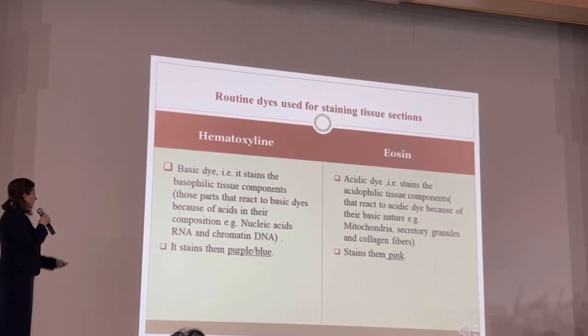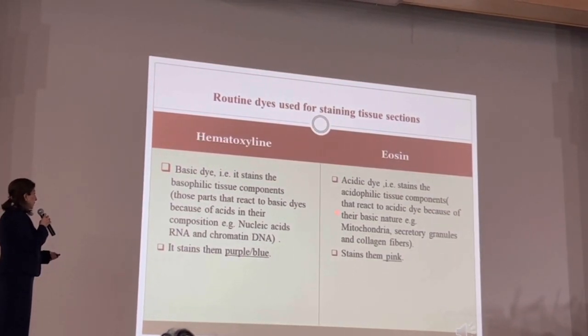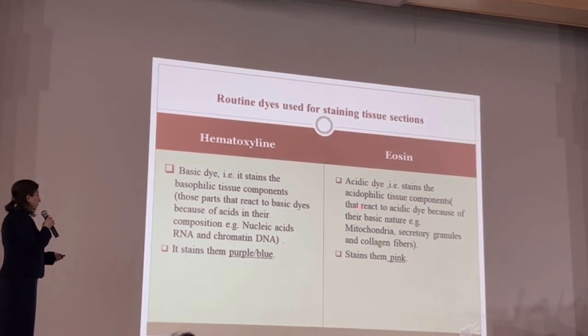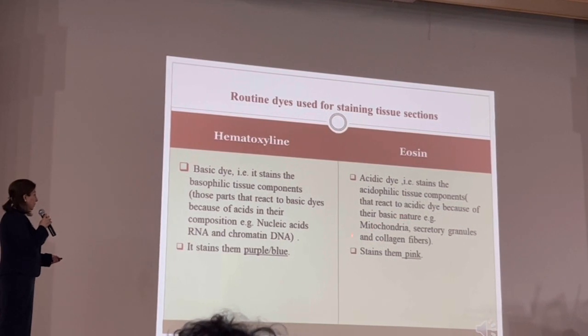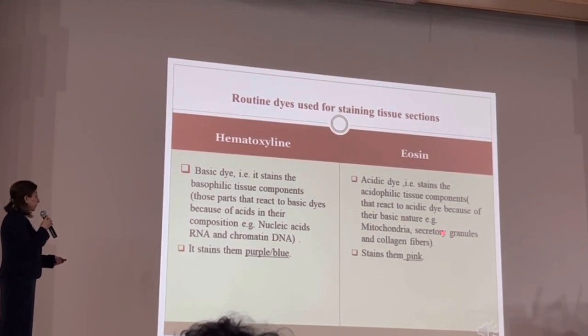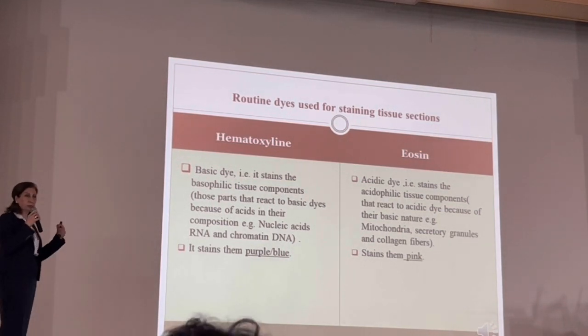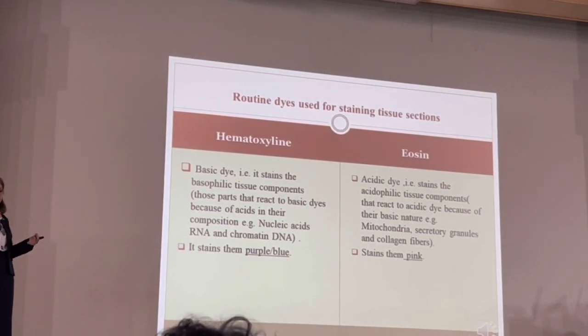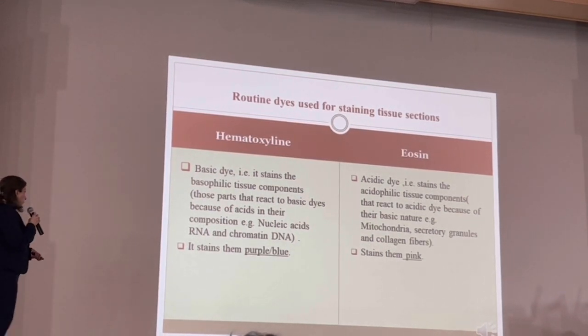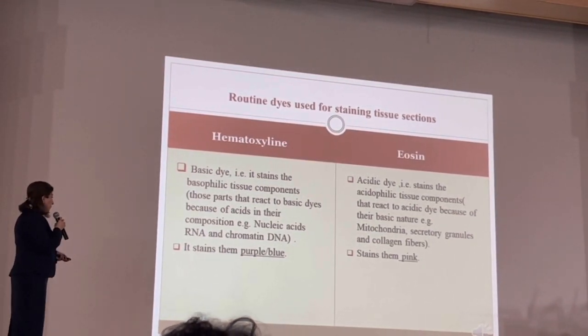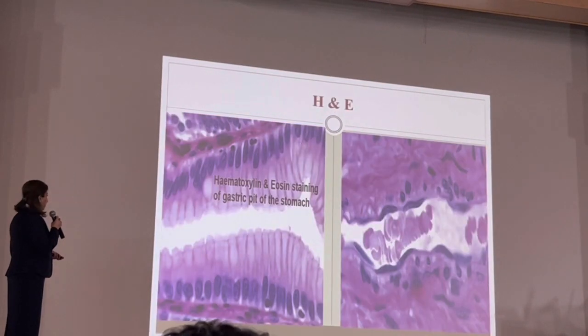While the eosin is an acidic dye. It stains the acidophilic tissue components that react to acidic dye because of their basic nature. Examples: mitochondria, secretory granules, and the collagen fibers. When these interact with the eosin, they give a pink color under the microscope. So it stains them in a light color, which is pink.